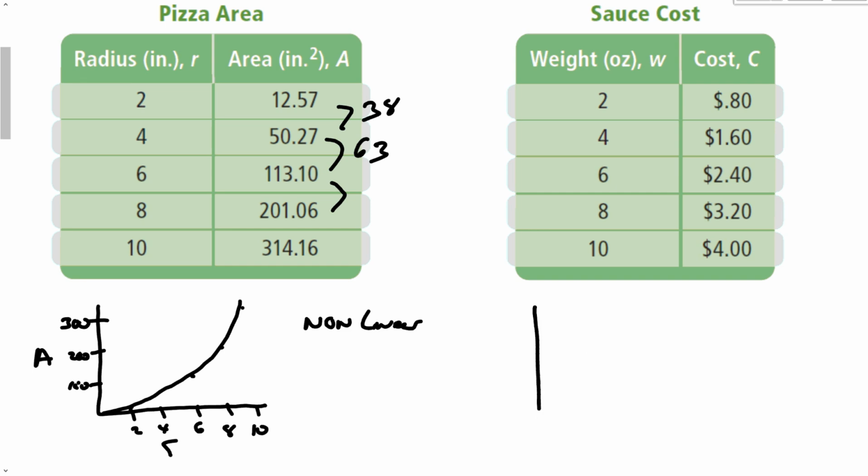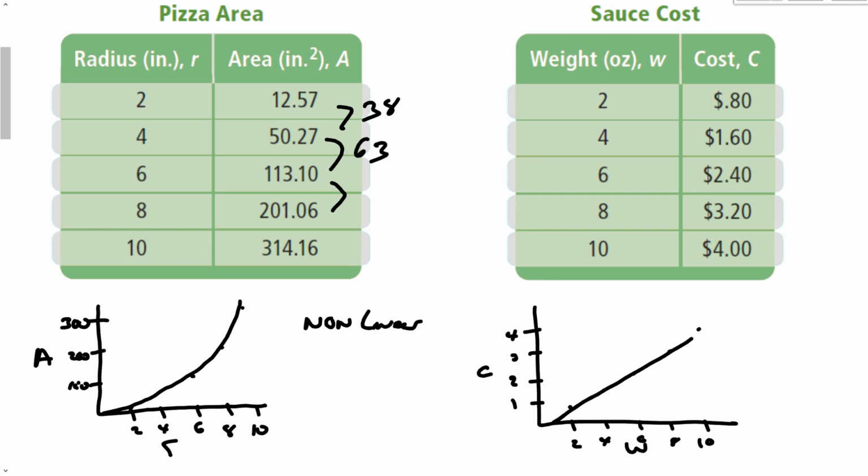Whereas the sauce, okay, we have the weight of the sauce and the cost. So the weight, let's go 2, 4, 6, 8, 10 again. And this one now we can go with $1, $2, $3, and $4. So you can see at 2 ounces is 80 cents. 4 is $1.60, right in the middle there. 6 is $2.40, and right about there. 8 is a little bit over 3, and 10 is 4. And if I could draw perfectly, this would be perfectly straight.